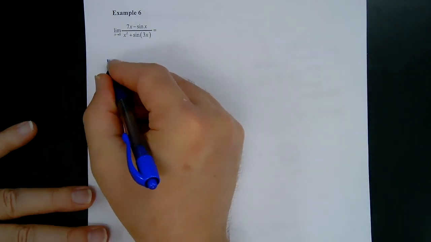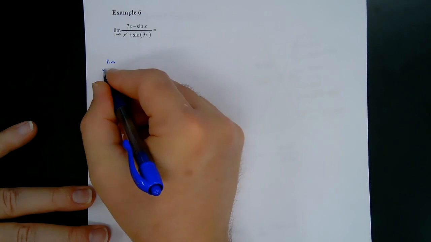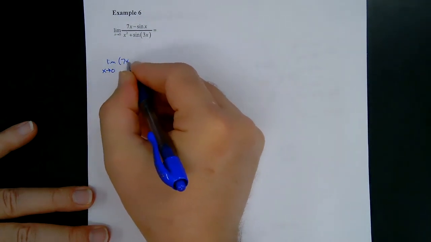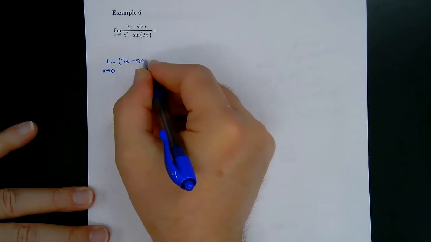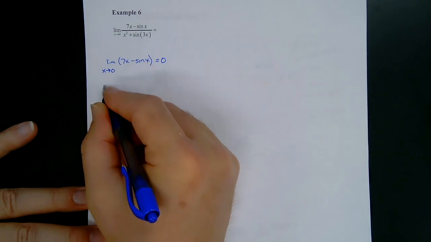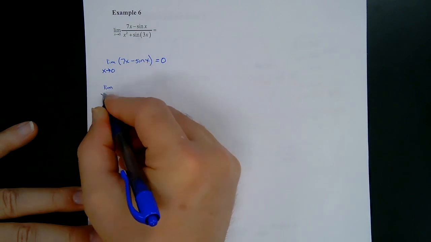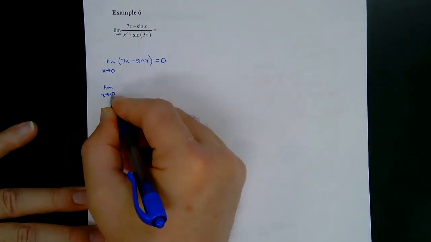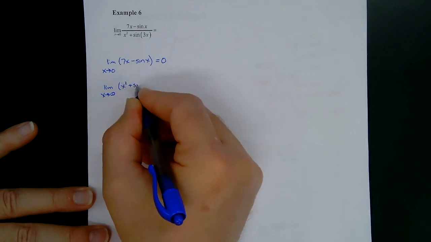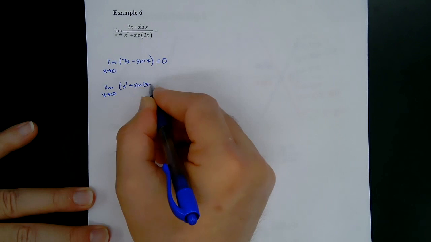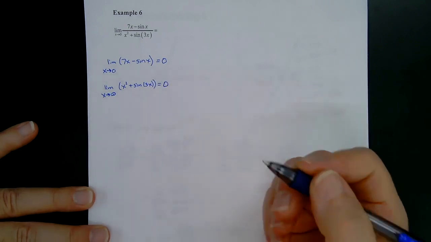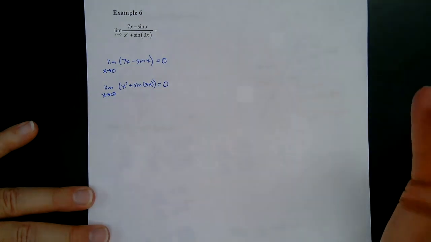So we need to write these two statements. We're going to need to do this every single time. The limit as x approaches 0 of 7x minus sine of x, that's equal to 0. And we also need to show that the limit as x approaches 0 of x squared plus sine of 3x, that's also equal to 0. So we have 0 over 0, right? So that means we can use L'Hopital's rule.